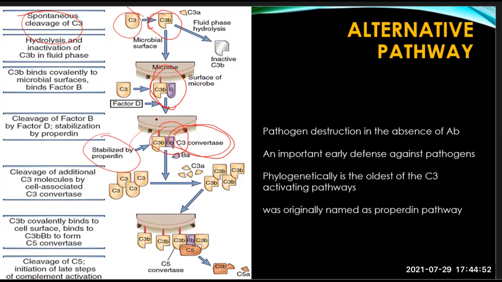This convertase cleaves C3 to produce more C3b. So the C3 convertase cleaves the C3 to produce more C3b. And the C3b binds to the microbial surface and participates in the formation of a C5 convertase.